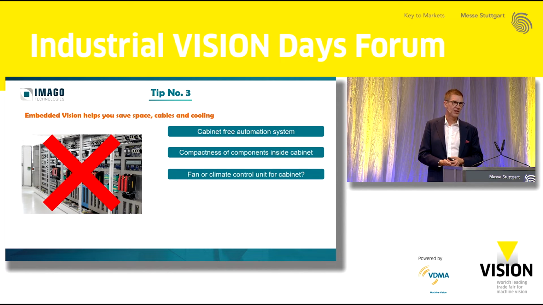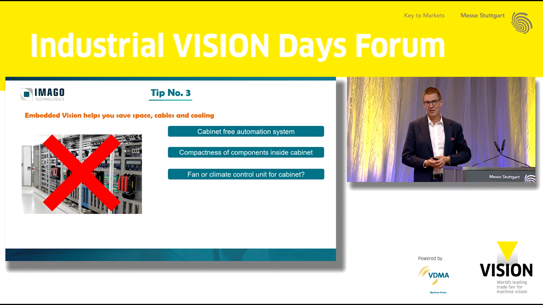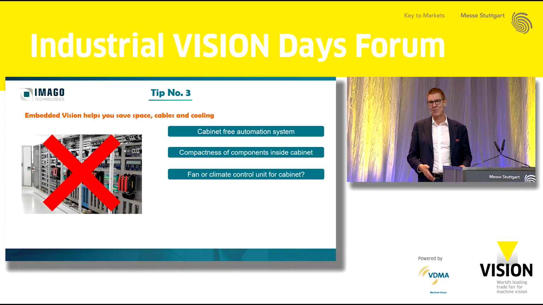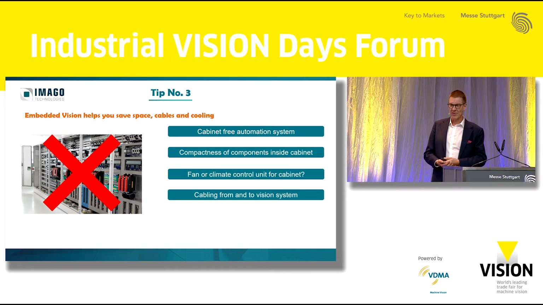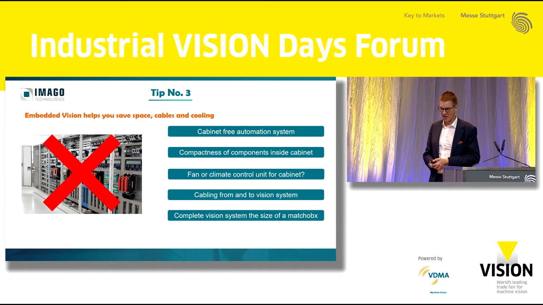The next topic is the climate control. So the more power you need for your vision system, maybe at the next level, the climate, you need a climate control unit for the cabinet to take out all the heat. The cabling from and to the vision system is important because an embedded vision system has a small infrastructure and does the computing inside of the system. So you need fewer cables to the cabinet.